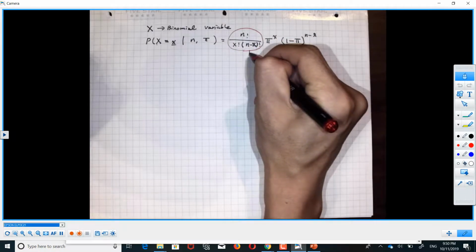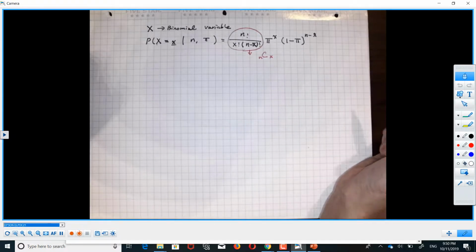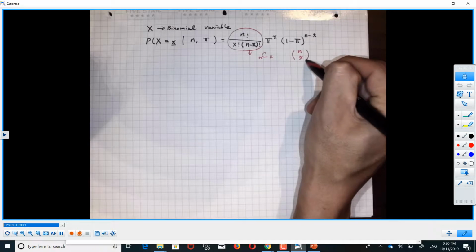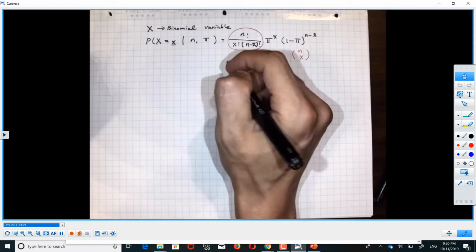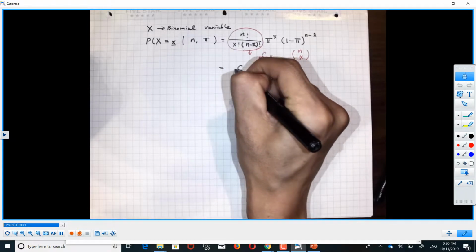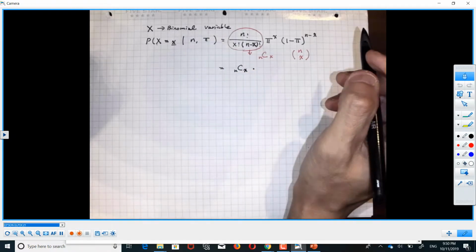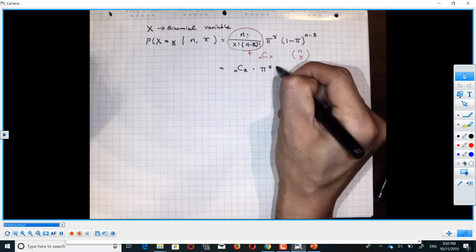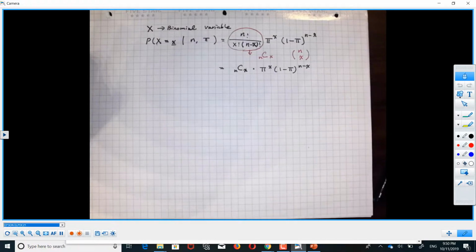So we can rewrite this as C(n, x), or sometimes people use this notation. So if you rewrite this, basically it is C(n, x) multiplied by pi to the x times 1 minus pi to the n minus x, right? The same thing.